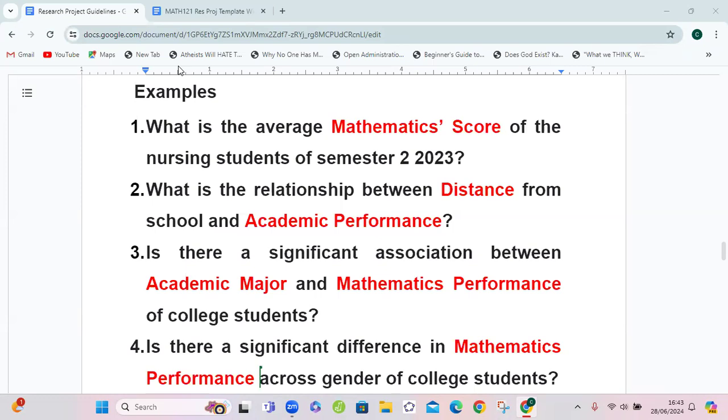Third, is there a significant association between academic major and mathematics performance? So now what is going to be happening there? Even though academic major is qualitative data, the analysis will be quantitative. So the research question makes it a quantitative research question. And number 4, is there significant differences in mathematics performance across gender? For example, does male perform better than female or vice versa? Or is there no difference at all? So that now is a quantitative research question because the variables are quantitative in nature.